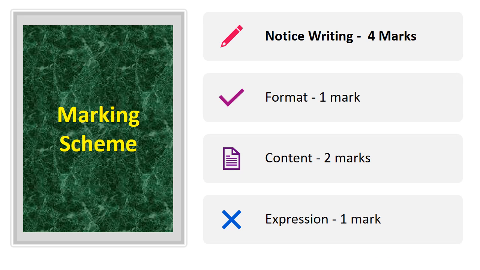Now students, let us see the marking scheme. See, for CBSE class 11th and 12th, notice writing carries 4 marks. Now, what is the division of marks? For writing the format, that is name of institution, city, the word notice, date, heading and signatory, you are going to get 1 mark. And the content part carries 2 marks. And the expression carries 1 mark.